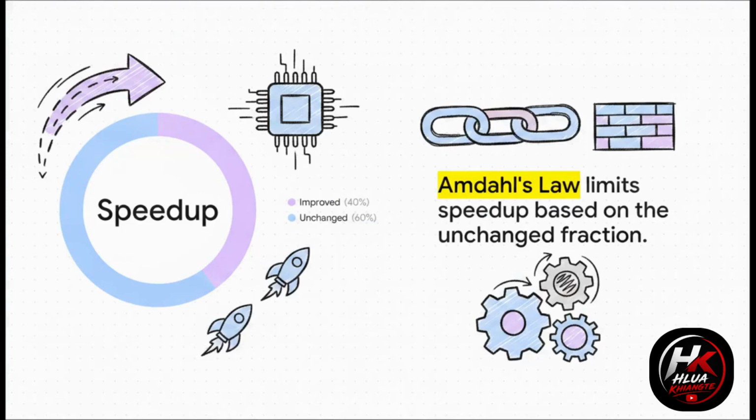But there is a huge catch to speeding things up, and it's beautifully illustrated by Amdahl's law. Say you invent a way to make 40% of your program run 5 times faster. You'd probably expect a massive overall boost, right? Well, Amdahl's law proves that because the other 60% of the program remains completely unchanged, your overall speedup is only about 1.47 times faster. You are fundamentally bottlenecked by the portion of the task that you cannot improve.